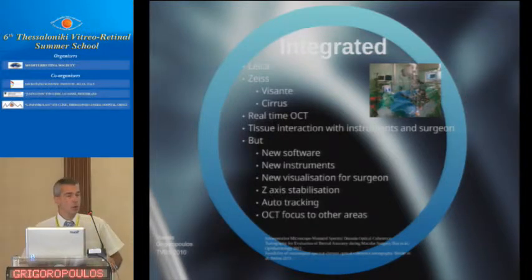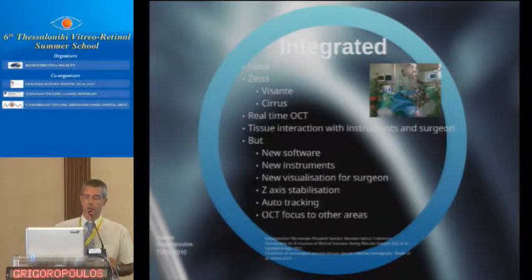And also, you need auto-tracking, something that our anterior colleagues have had for many years now. You need to be able to focus where you're working, where your instruments are. And you need to be able to focus on other areas. For example, you are removing a membrane on the fovea, but you want to know what's happening outside the arcade. So you need to be able to move the OCT outside the arcade and see what's happening there, whether you're pulling or you're creating a hole.